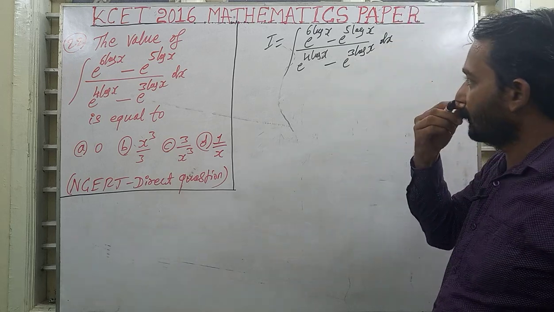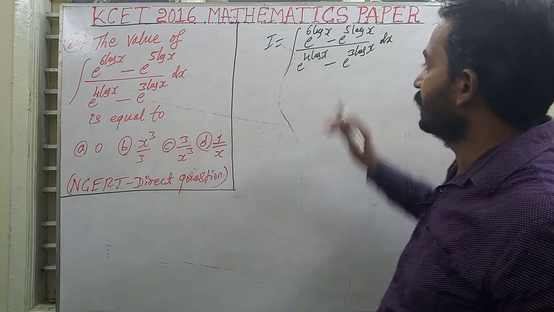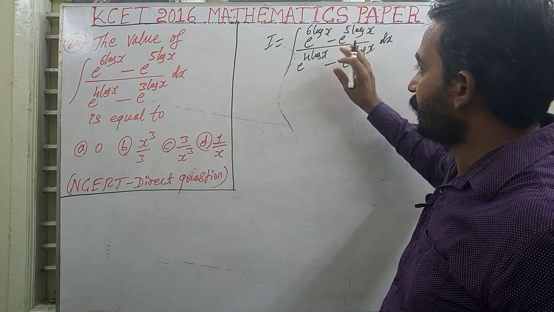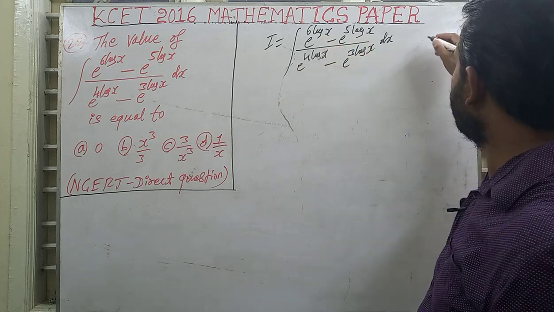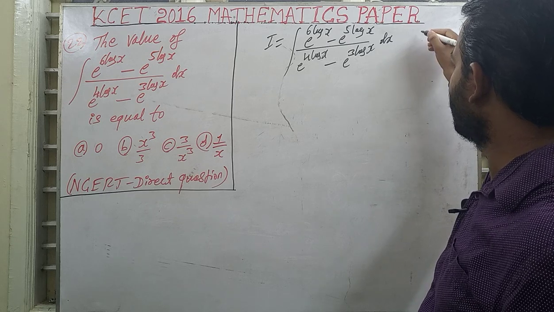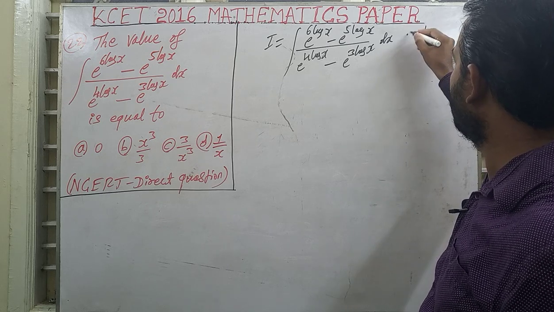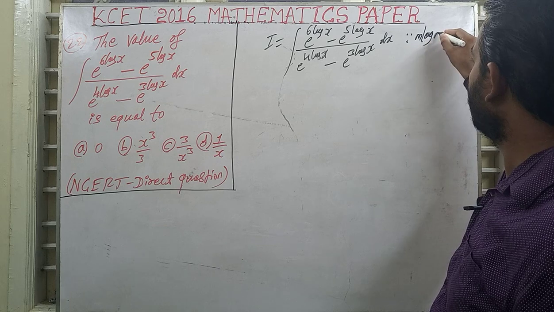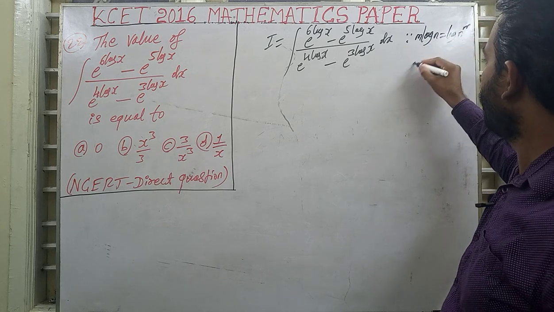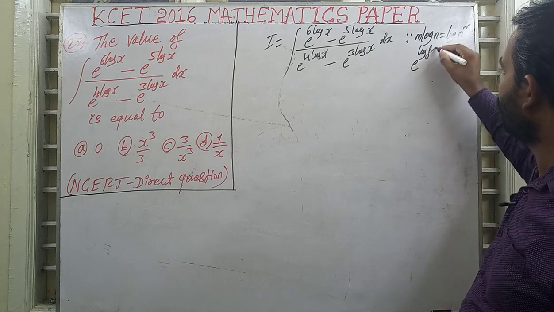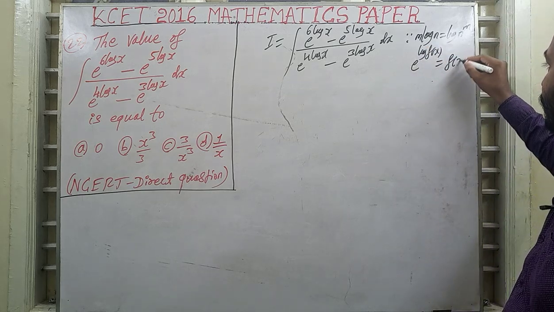So using one formula and then simplifying this integrand, we get the required answer. We know the formula: e to the power of m log n can be written as n to the power of m, and e to the power of log f of x can be written as f of x.